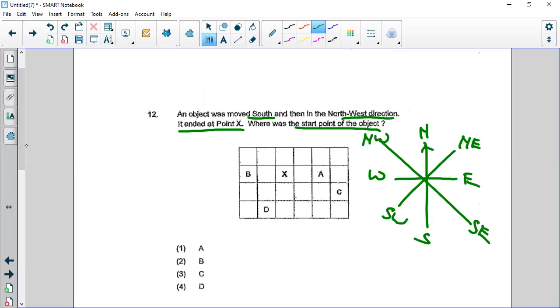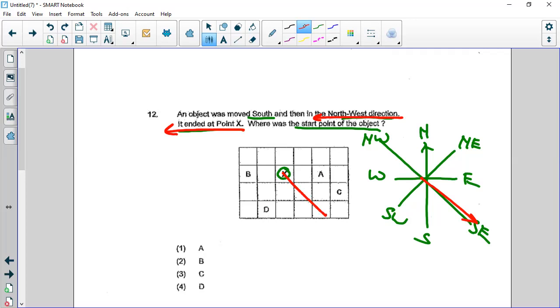What was the starting point of the object? You have to work backwards. How do you work backwards? You ended at point X, so you work backwards by reading backwards. Northwest becomes the opposite, which means southeast, right? So you have to work in the opposite direction. You go southeast.